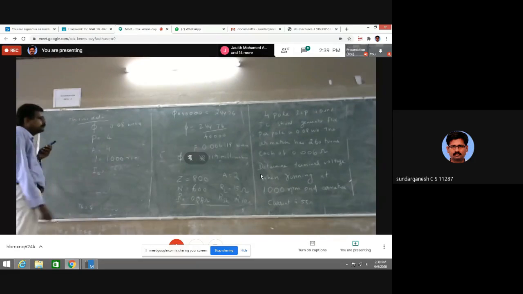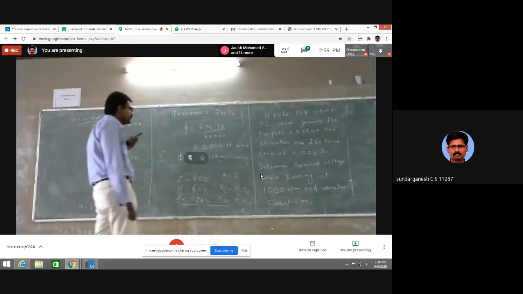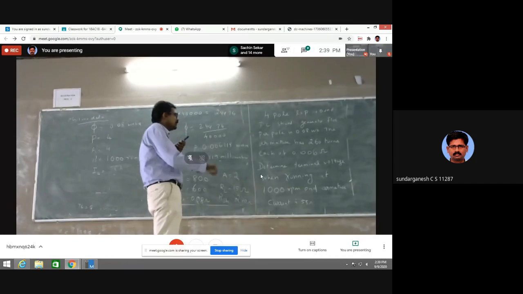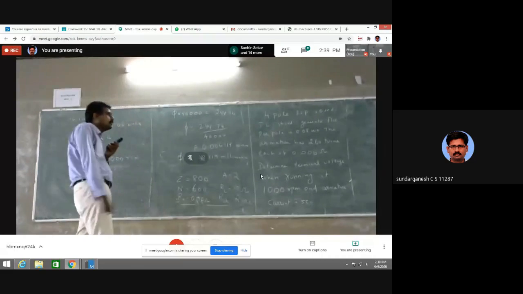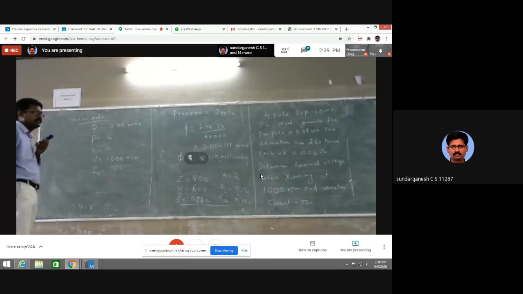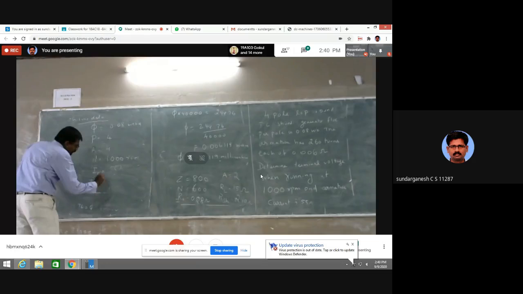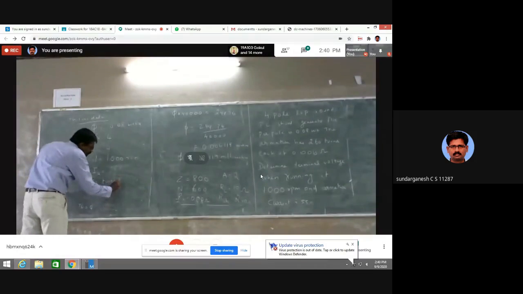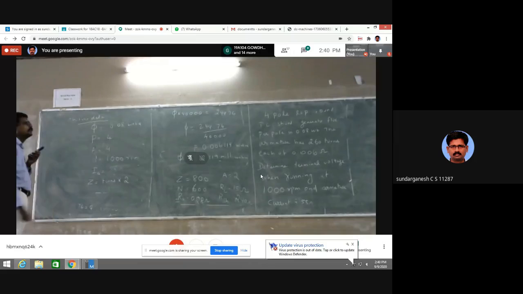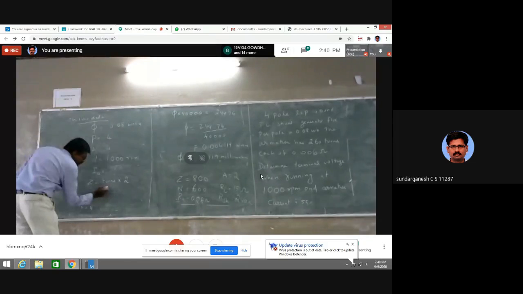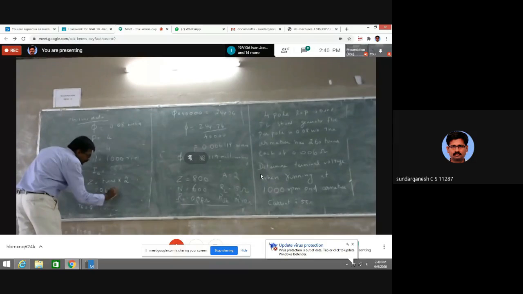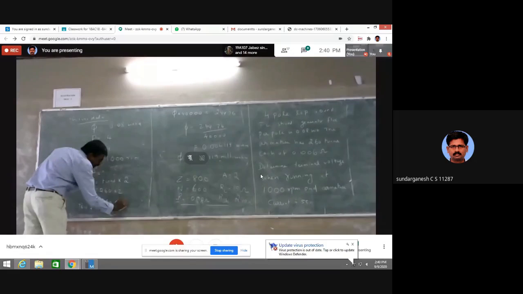Now in this problem, they are given 260 turns. So here there are no conductors. They are given only turns. So we want conductors, the generated EMF we require only Z. But here they have given only turns. So in order to find the conductors, you have to multiply the turns into 2. So here there are 260 turns, 260 into 2, so 520 conductors.